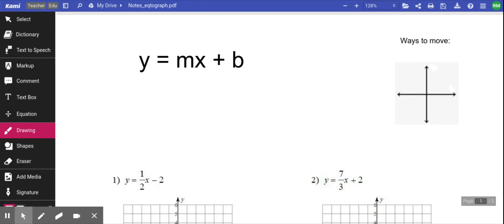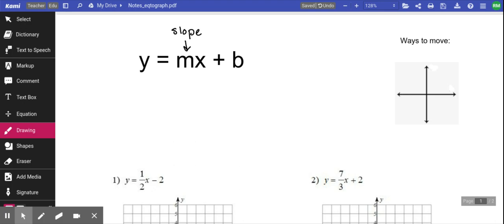Okay, so today we're going to talk about how to graph an equation. We've seen y equals mx plus b when we're trying to identify slope. So just as a reminder, the m here is slope. Okay, and then we haven't really talked about anything else on this equation. So y equals mx plus b.